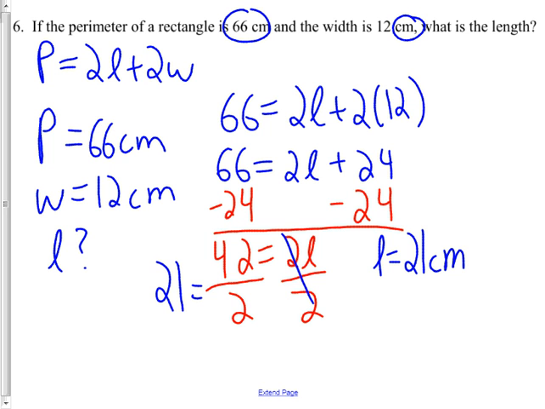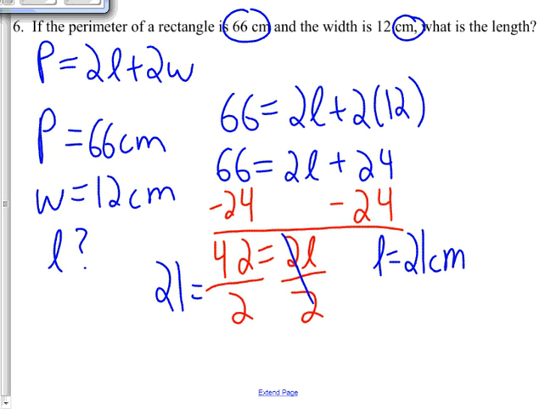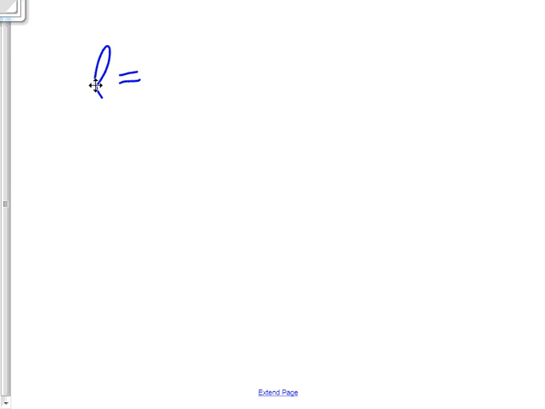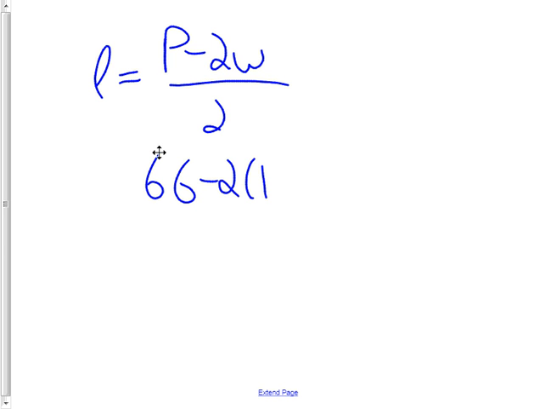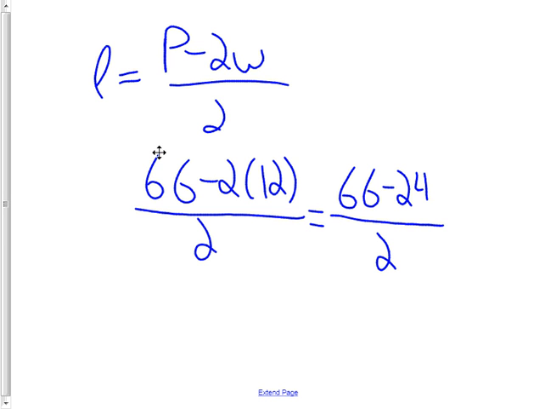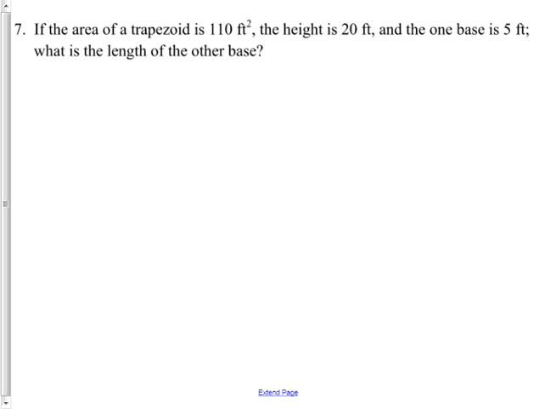Okay. Now, in hindsight, we just did the formula for length. And if we had this formula handy at the beginning of the problem, we could have plugged in the values and solved that way. Right? So L equals P minus 2W over 2. We could have filled in the values and still solved, right? We have 66 and 12. So 66 minus 2 times 12 divided by 2 would give us the length, and we would have gotten the same answer. 66 minus 24 gives us 42 divided by 2, and 21 equals L. And again, it was centimeters. So we also could have done it that way, having already solved for the variable L with the perimeter.